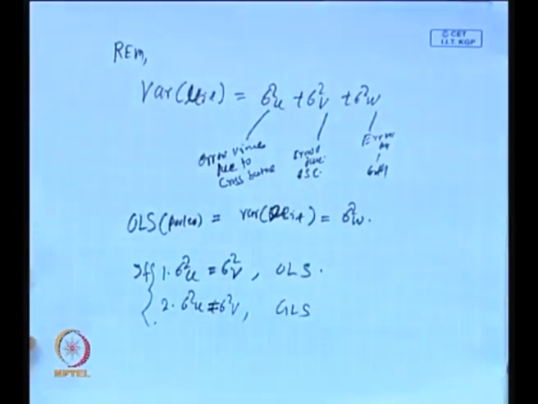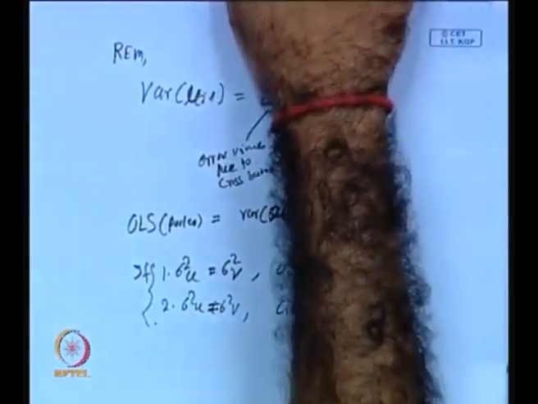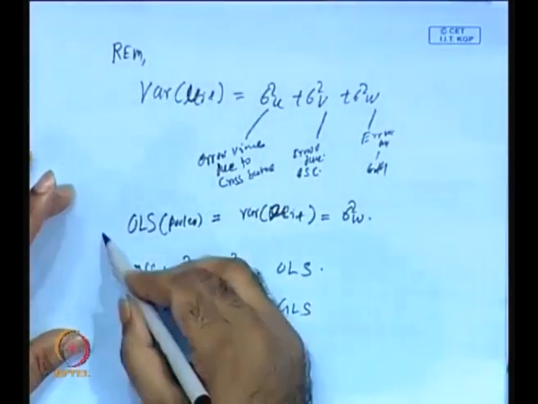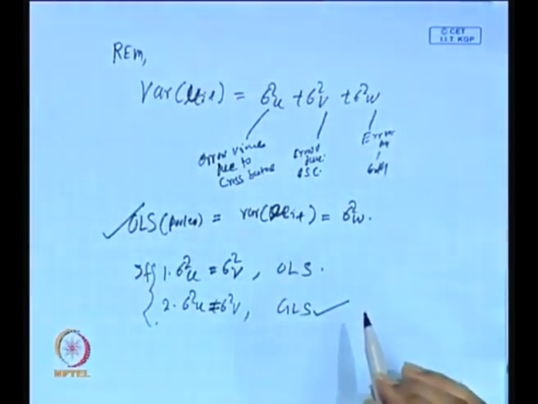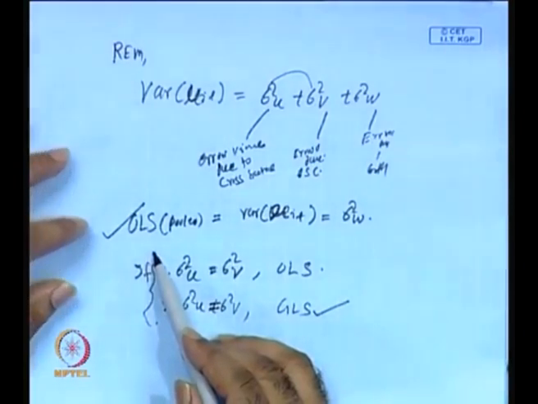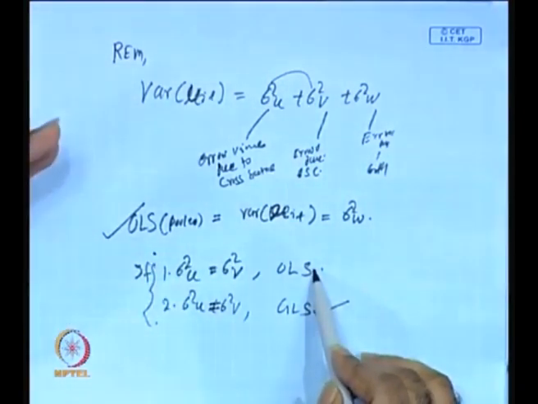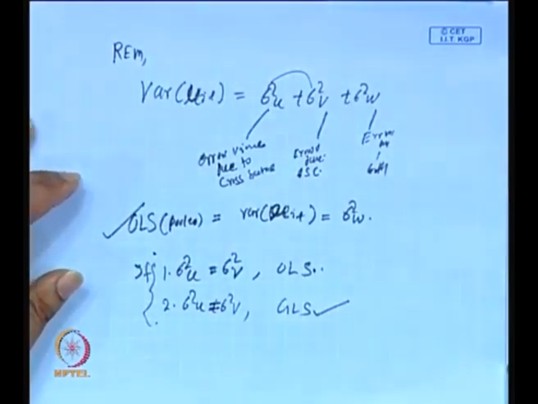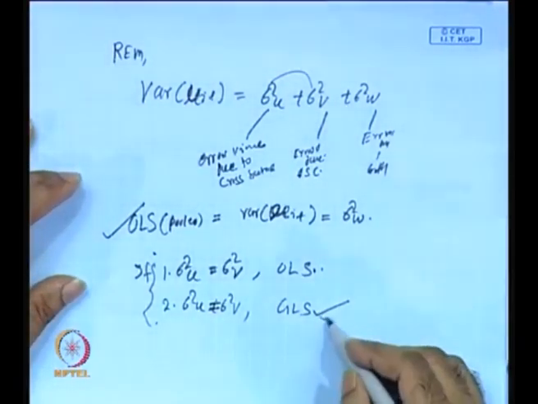One case means the total variance of the error term is equal to sigma square u, sigma square v, and sigma square w. Sigma square v is the error variance due to the time series component, sigma square u is the error variance due to the cross sectional component, and sigma square w is the error variance due to both. So far as the technique is concerned, we can apply the OLS technique or the GLS technique. If the variances of u and v are equal, then we apply OLS and get the error variance. If sigma square u and sigma square v are not equal, then you have to go for the GLS technique.